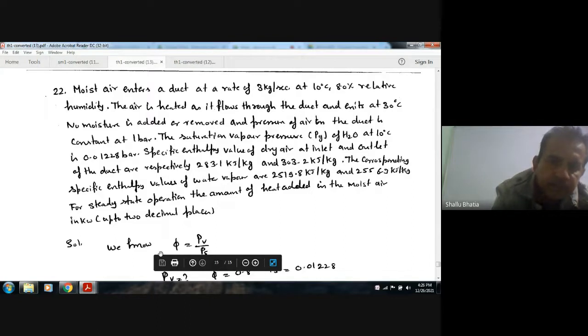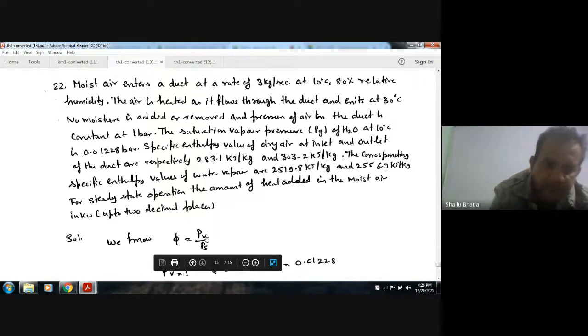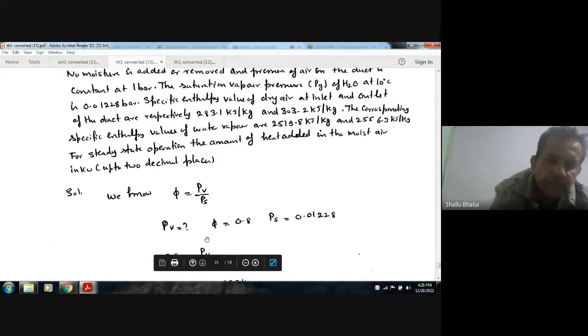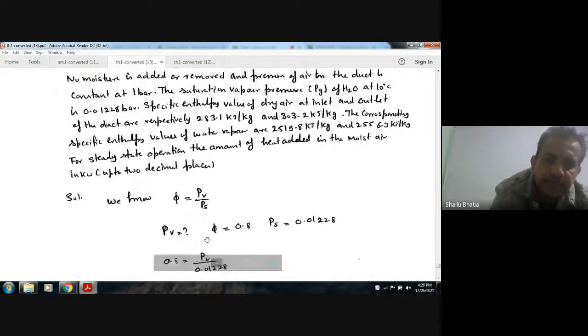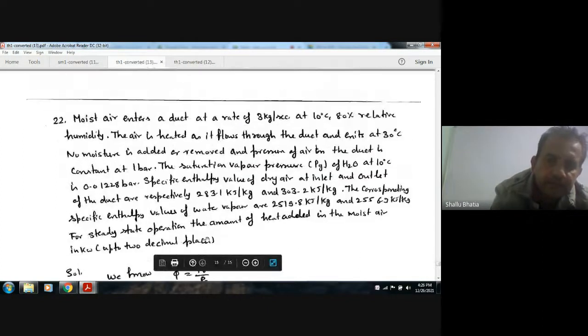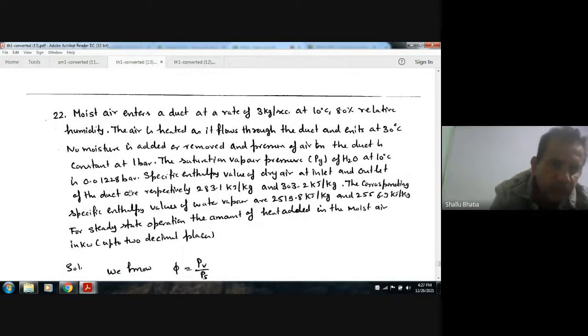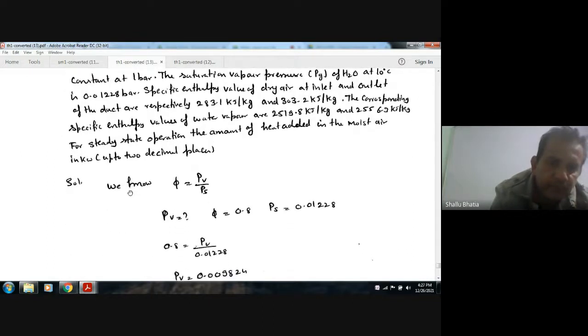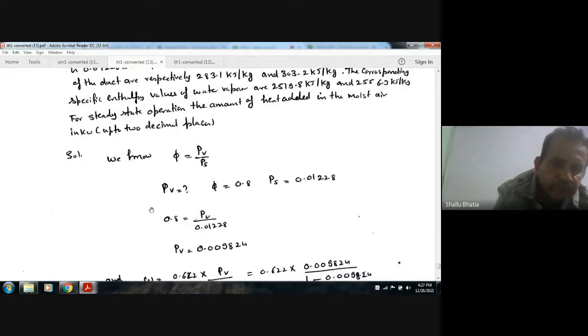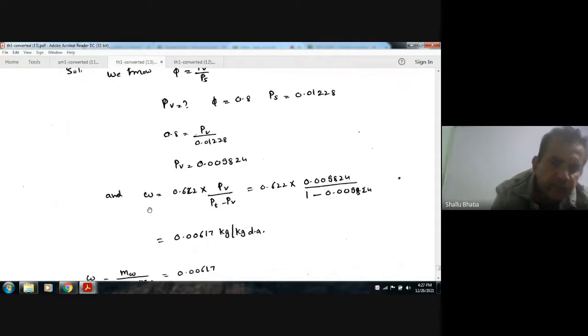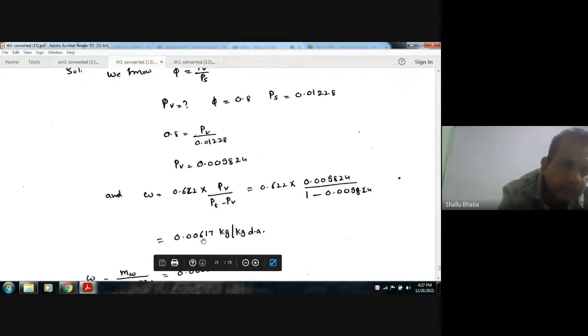Relative humidity is P_v by P_s. Now P_v over P_s is 0.8, and P_s, the saturation pressure, is 0.01228. So we can calculate P_v. From this we can calculate specific humidity using 0.622 P_v by (P_T minus P_v).